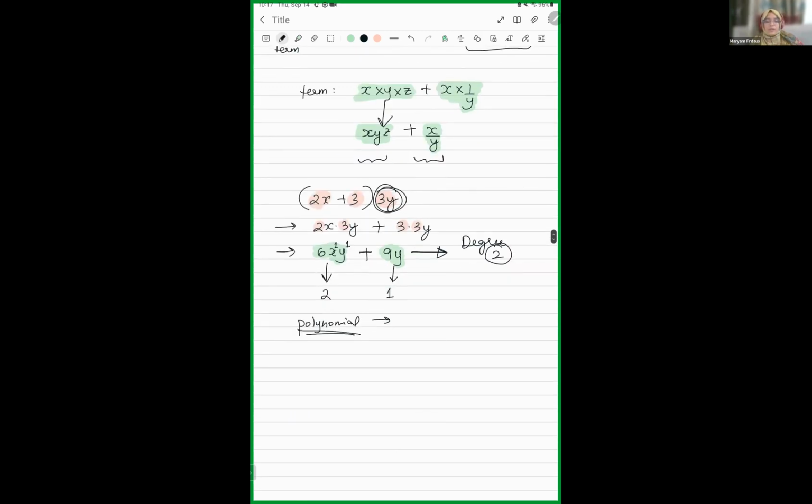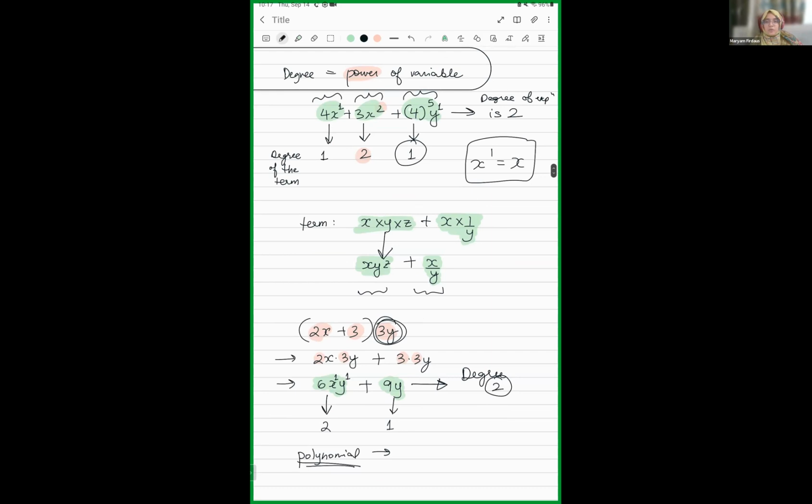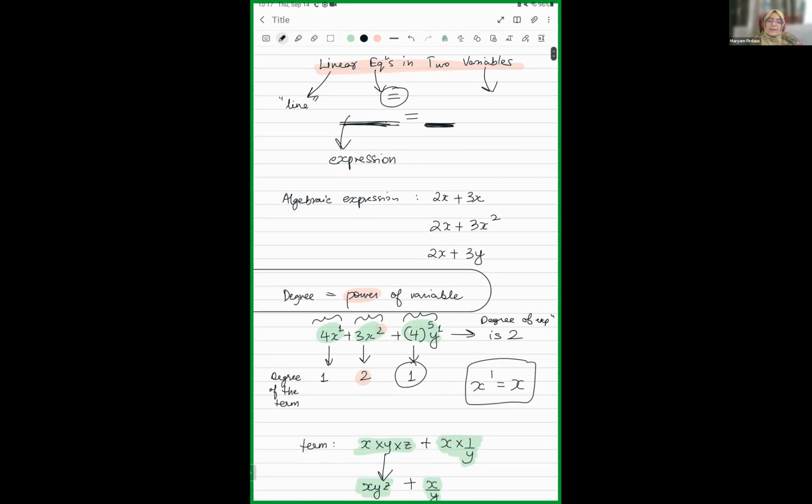Okay. Is this clear to everyone? Is there any doubt? You can ask me in the chat box also, or you can just unmute and ask if there's any doubt. No doubt. Fine.